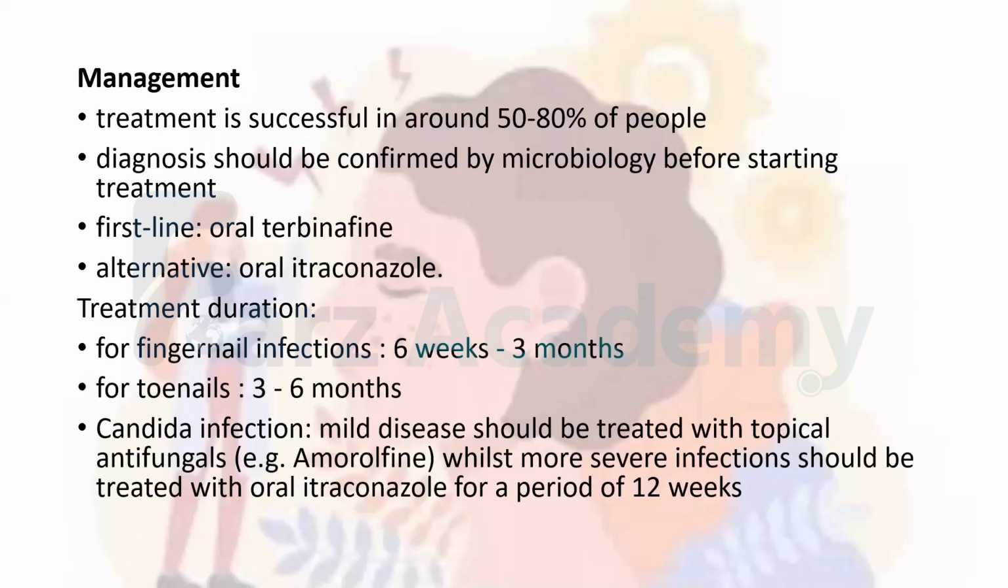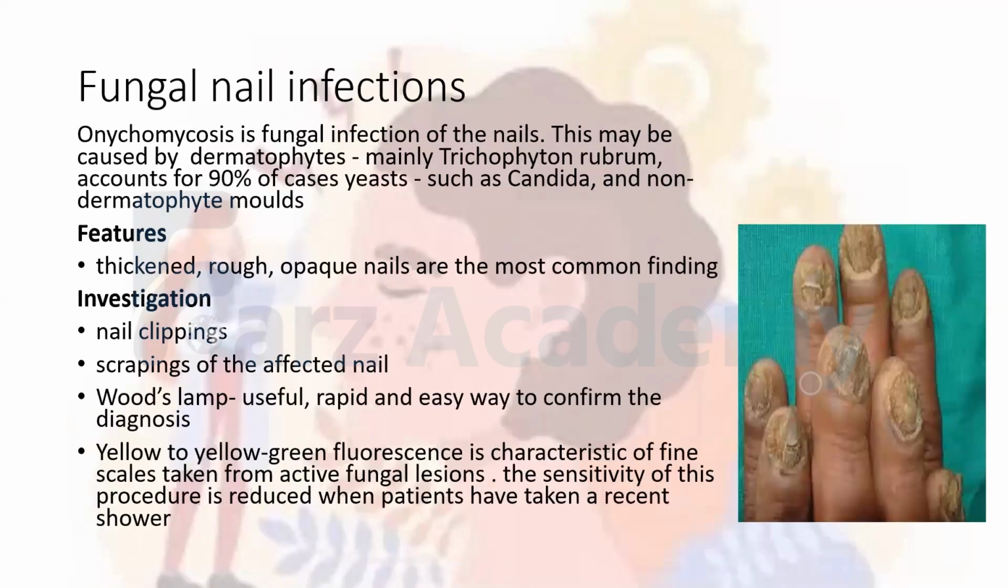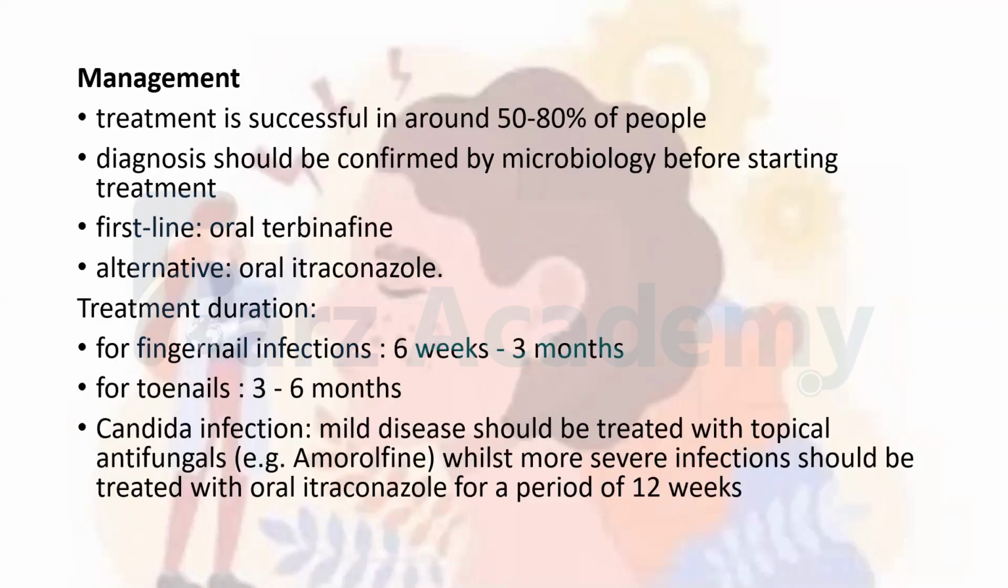Candida infections are usually mild diseases and are usually treated with topical antifungals, for example, amorolfine. All right, and severe infections are usually treated with itraconazole, which requires almost 12 weeks of treatment. The most common organism, as I said, is Trichophyton rubrum. Candida and the like are the milder variants of onychomycosis.